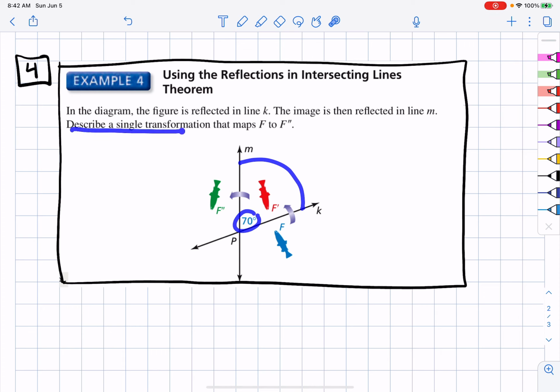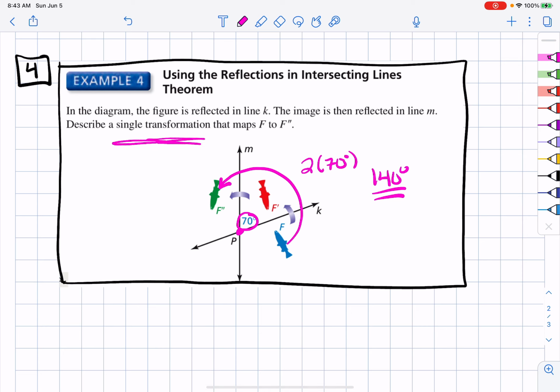So the question is asking us, can we get a single transformation to get the blue fish over to the green fish? And the answer is yes, we could. We could just rotate this entire fish, and that angle is going to be 2 times whatever angle is in the middle. So the angle in the middle is worth 70. So if I rotate the blue fish around point P 140 degrees, that's a single transformation, because that's what it's asking me for, a single transformation, and it would map the blue fish onto the green fish, which is F to F double prime. So that's the relationship that we're looking for. Okay, that's the final video for this unit.